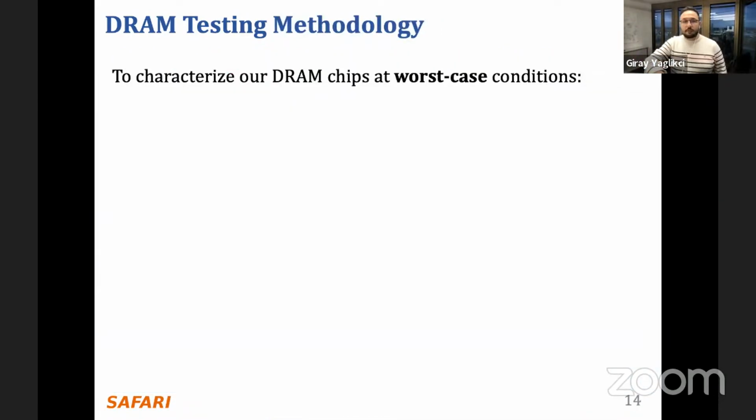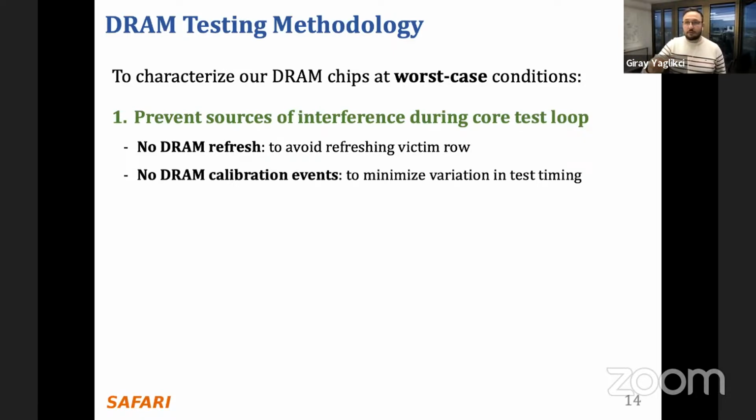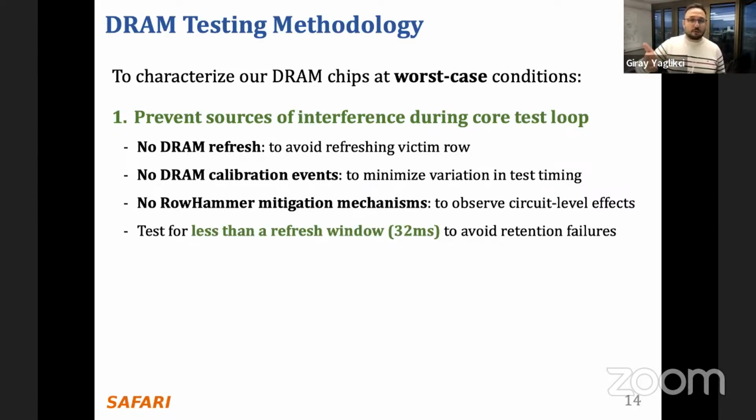And to characterize our DRAM chips at the worst-case conditions, first we prevent sources of interference during the core test loop. To do that, we disable DRAM refresh so that we do not refresh the victim row and correct or avoid some bit flips, so we can observe the bit flips at the circuit level. We disable DRAM calibration events as well, so that we have minimal variation in the timing of our DRAM commands. And we disable all sorts of RowHammer mitigation mechanisms so that they don't correct the bit flips or refresh victim rows before we see bit flips.